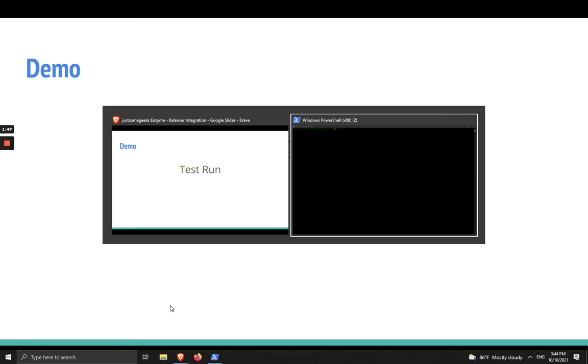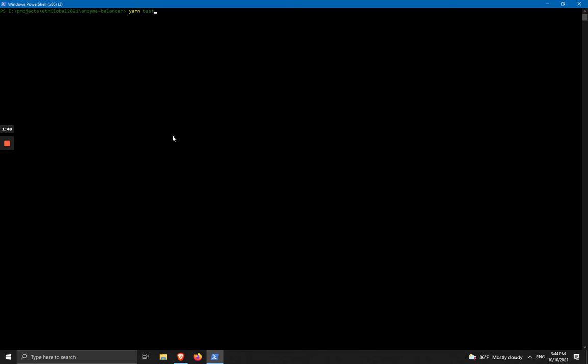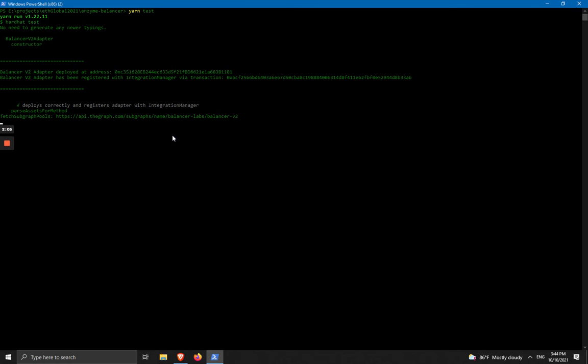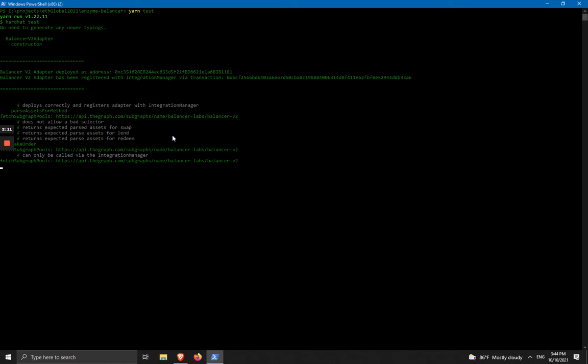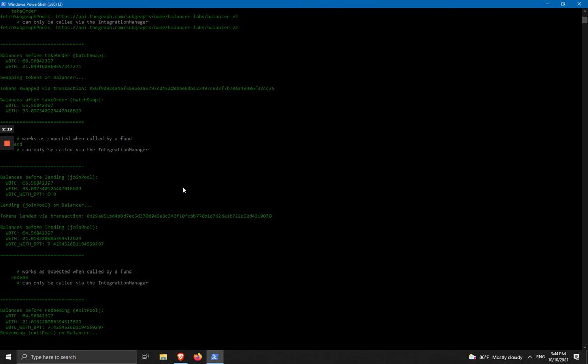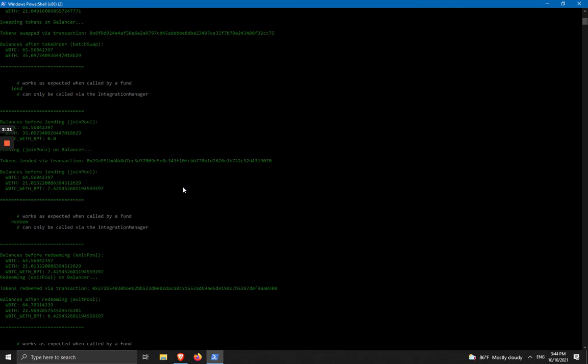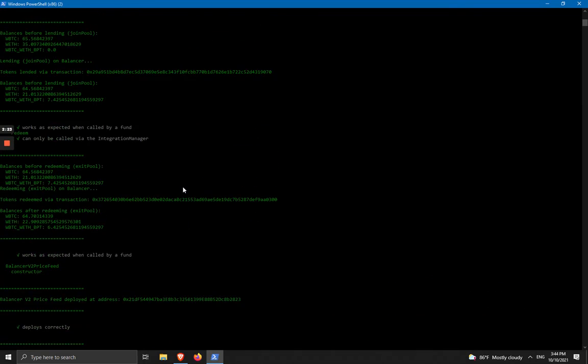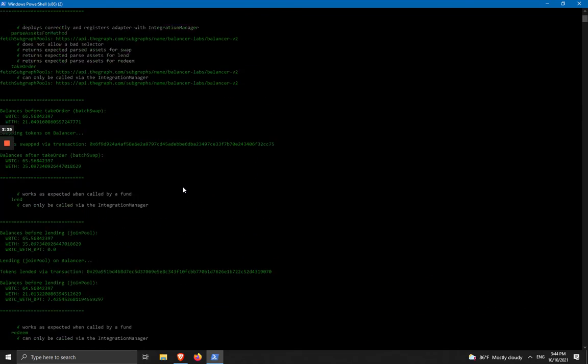Okay, now for the test run. What you see here is that we have deployed the adapter contract and registered our adapter with the integration manager. Next, we have called Balancer's Vault and executed a batch swap.